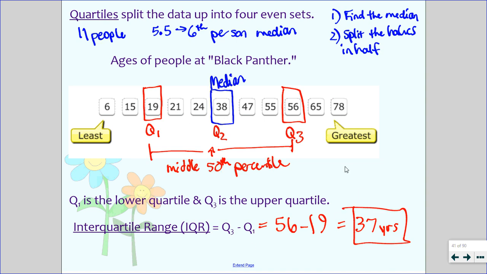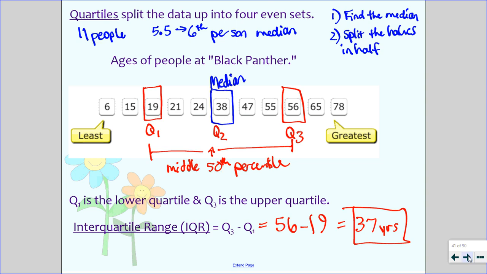So we have big ranges when the middle 50% ranges in 37 years. It means the data is pretty spread out. It doesn't mean, oh, they were all teenagers at this Black Panther. There were people that were young, there were people that are old, and pretty much everywhere in between. So this is how you split data up into quartiles.